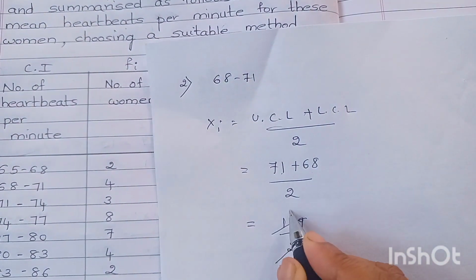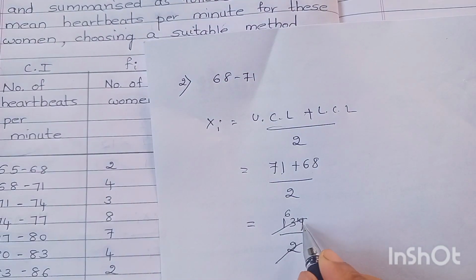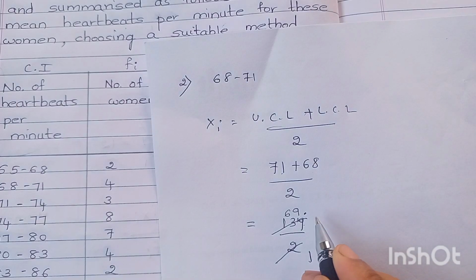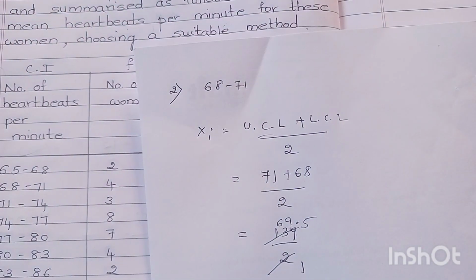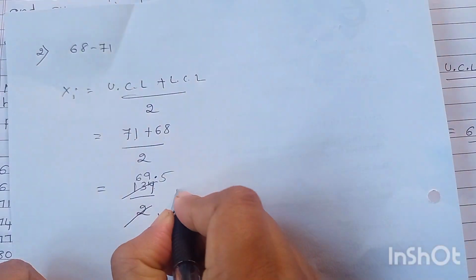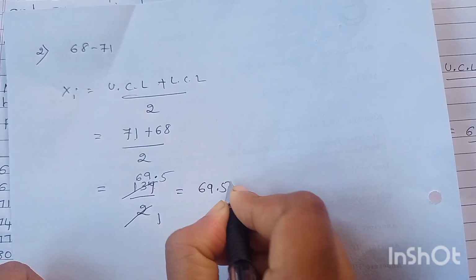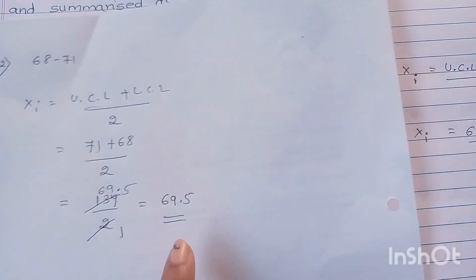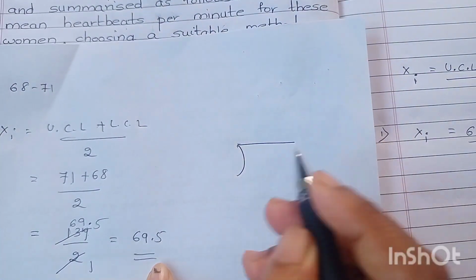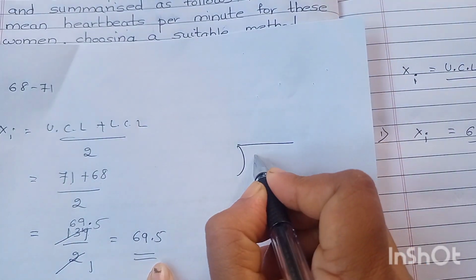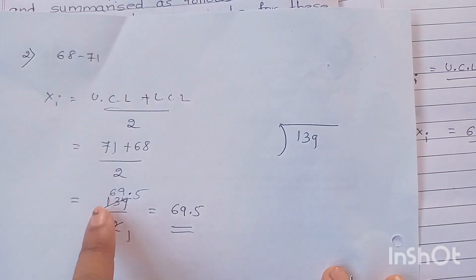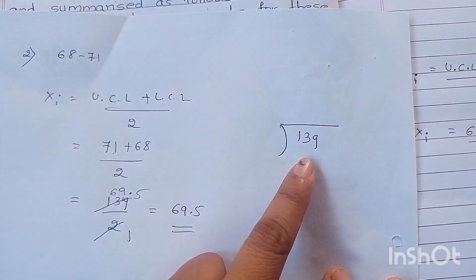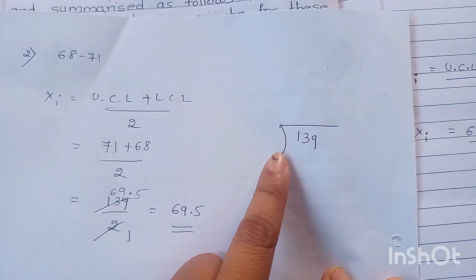2 1s are 2, 2 6s are 12, 1 remains. 19, 2 9s are 18. Then point, 1 remains, 2 5s are 10. 69.5 is the middle number of the class interval 68 to 71. Here you can do like this also: 139 by 2. If you find it difficult to cancel directly, then you can use the division algorithm method.